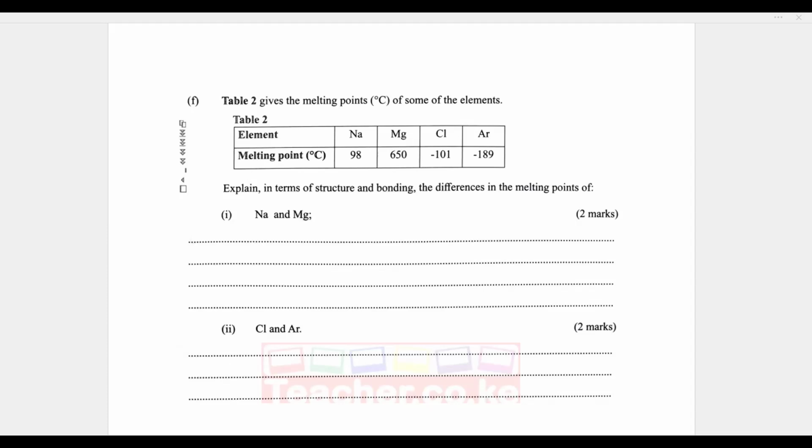So who's going to get the gold medal on this one? We want to know why magnesium has a much higher melting point than sodium, and why chlorine has a higher one than argon. Anybody remember? We've only got just over 5 minutes. These are questions which keep on coming up in KCSE. They are very common questions.